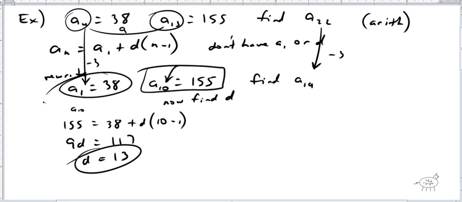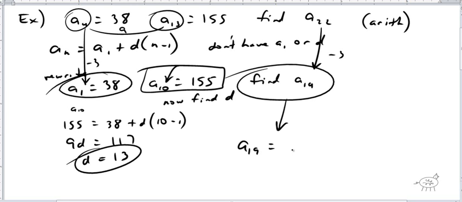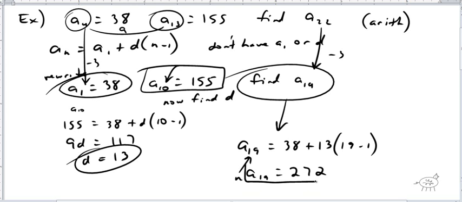I have my a sub 1 is 38. Now I can find a sub 19, which is my ultimate goal here. So a sub 19 is equal to a sub 1, 38, plus d times 19 minus 1. Right? That's your n, the 19th term. So a sub 19 is equal to 272.